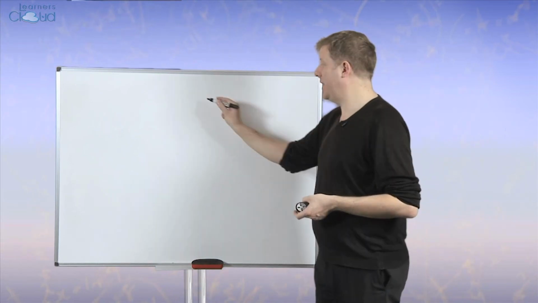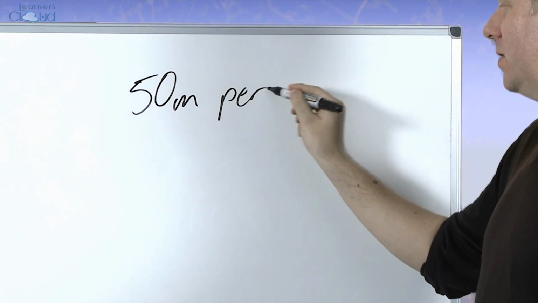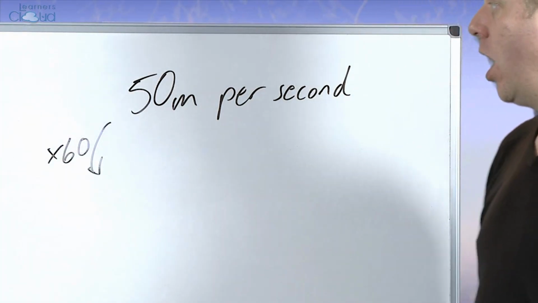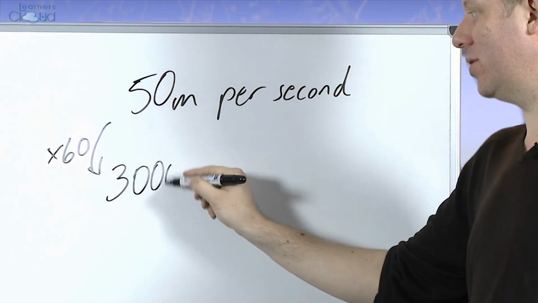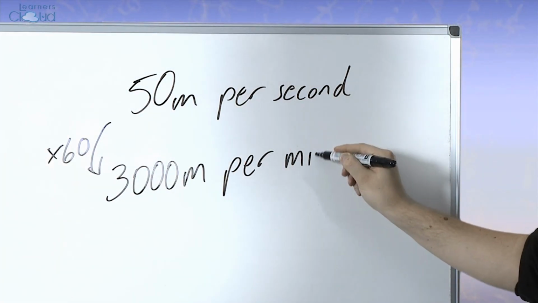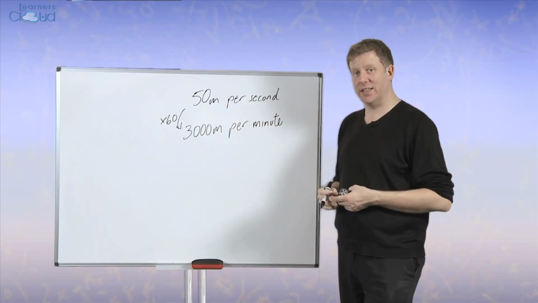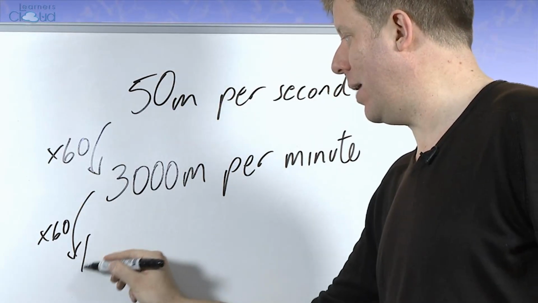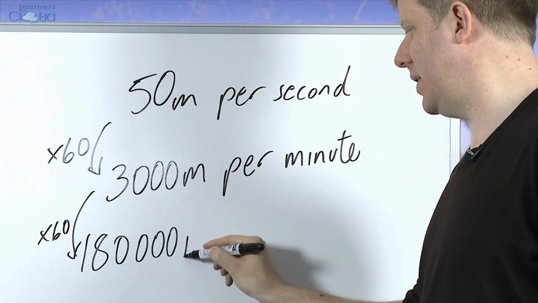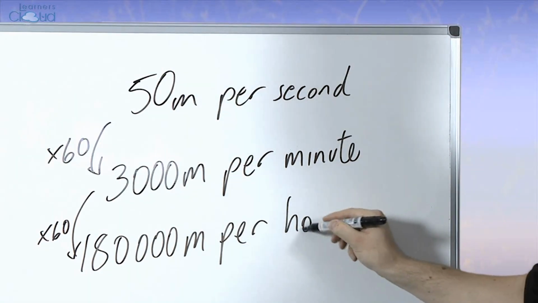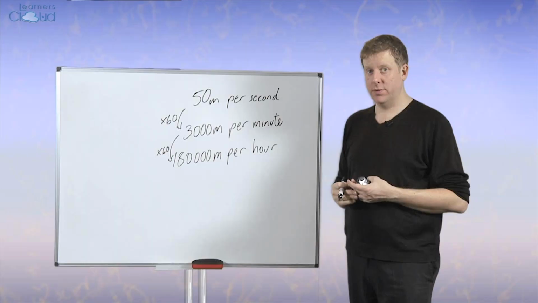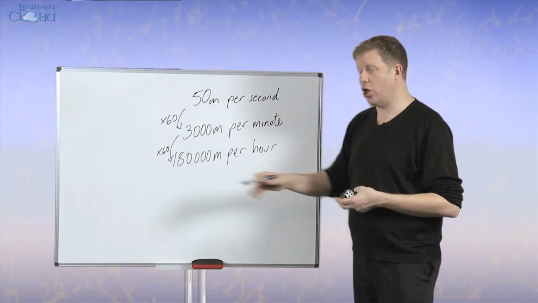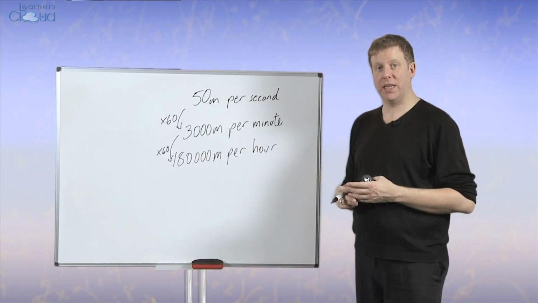So if we're travelling at a speed of 50 meters per second, by multiplying this by 60, I would then come up with 3,000 meters per minute, because there are 60 seconds in every minute. If I multiply it by 60 again, that would give me 180,000 meters. And that tells me how many meters we're travelling per hour. So I've now converted my seconds into hours, but I still have the units of my distance in meters and I want them in kilometers.